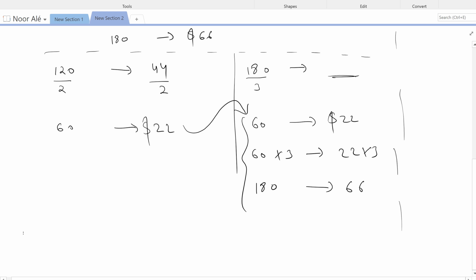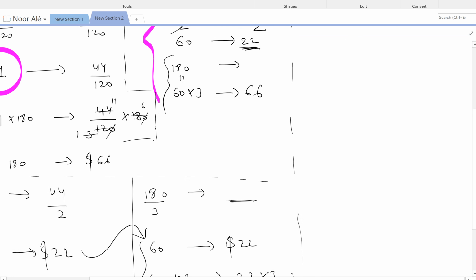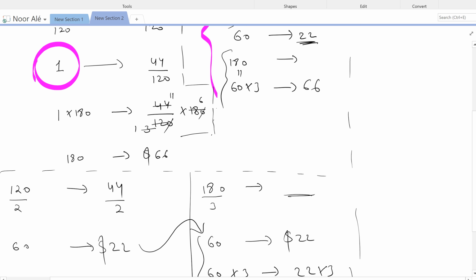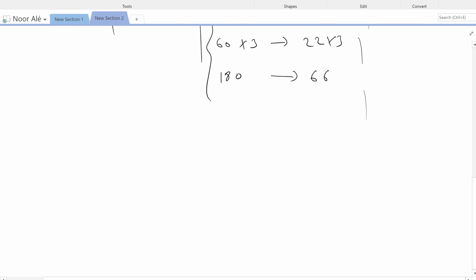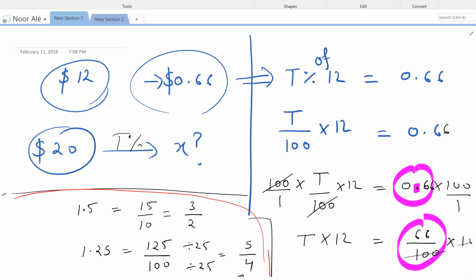So now here, if you look at what we did, we are using whatever information they gave us. We are doing 44 out of 120, and there we are doing question mark out of 180, right? 44 is the cost, and it's on the top. So the top part is cost. It always has to be cost on the top.